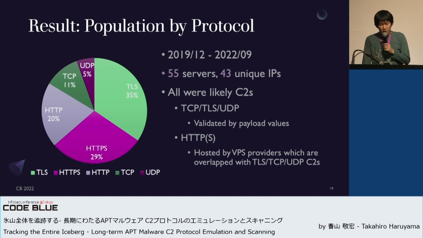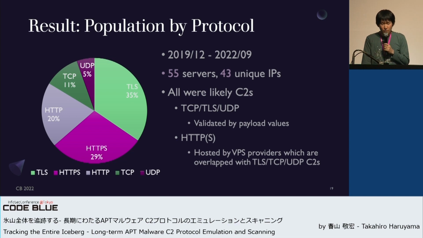I'll show the scanning result first, population by protocol. I've scanned WinNTI version 4 C2 servers since December 2019, and so far, I've identified 55 servers in total. All were likely C2 servers because in TCP, TLS, and UDP protocols, I could validate by payload values that I explained in the previous slide.